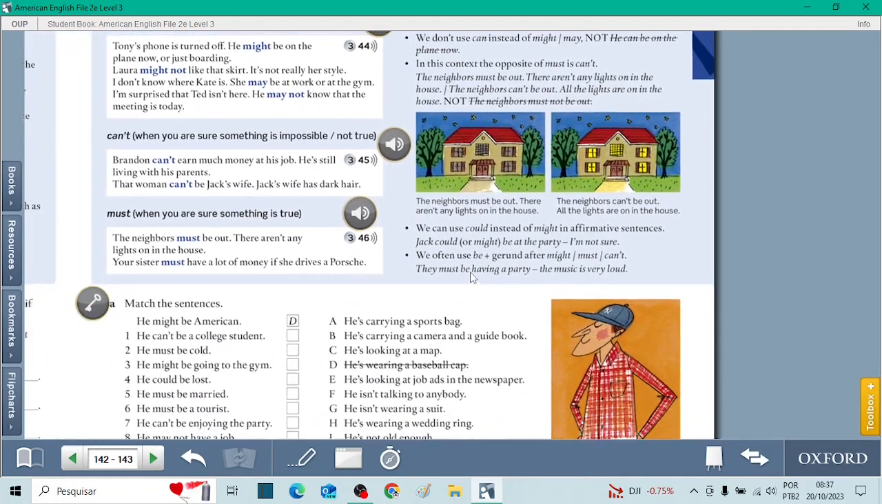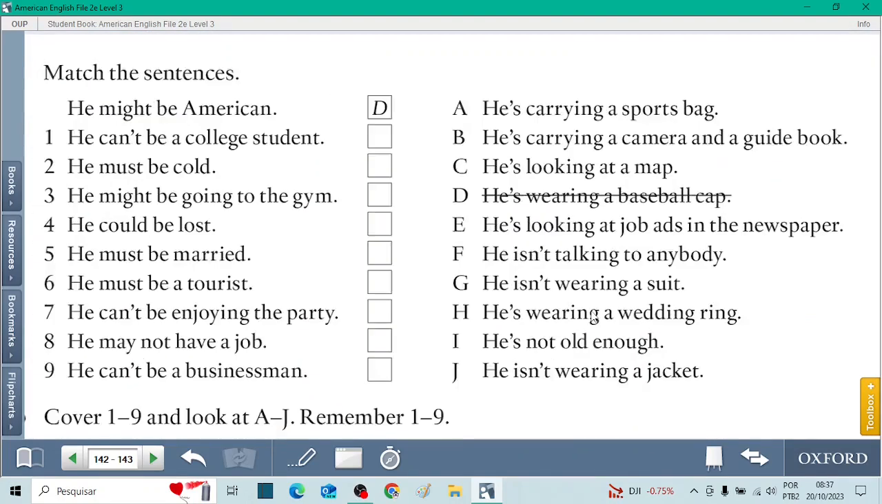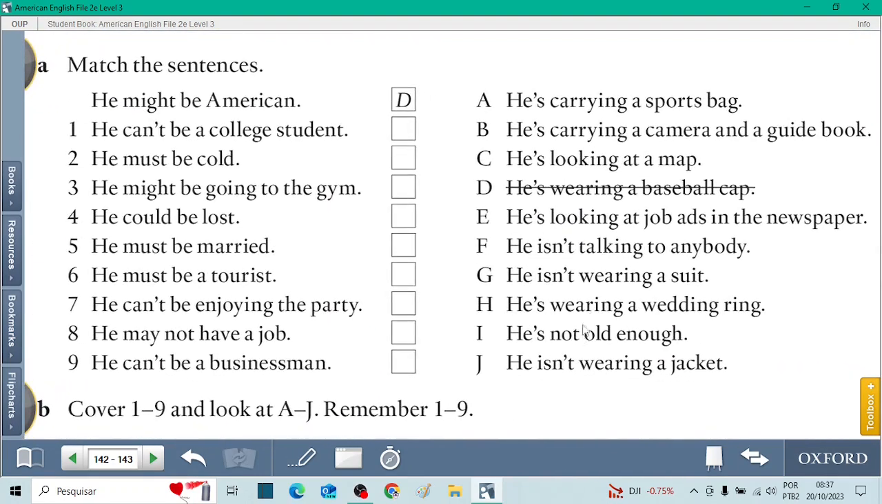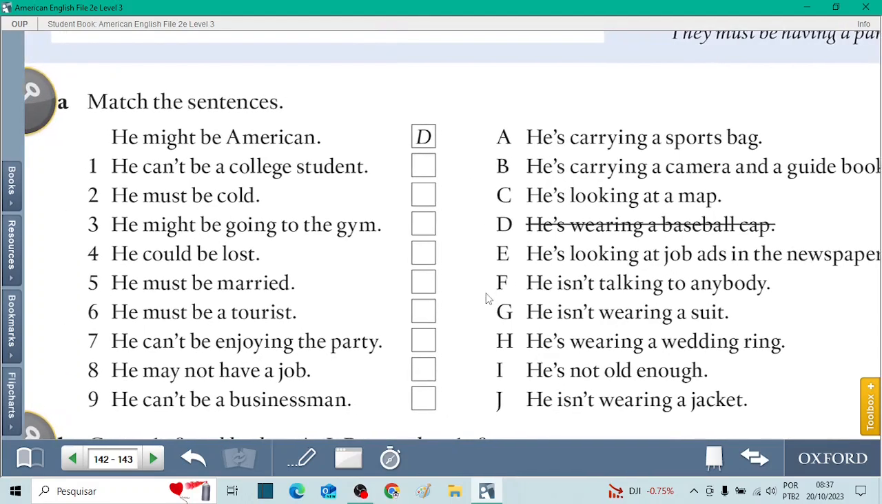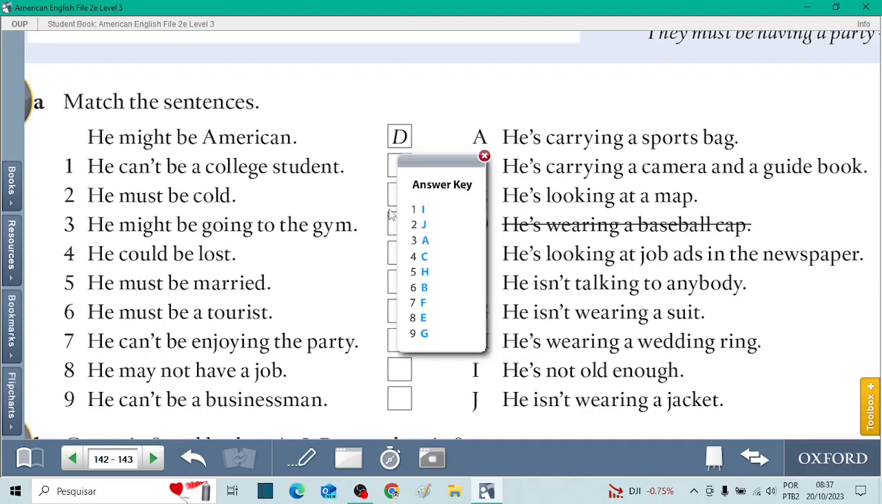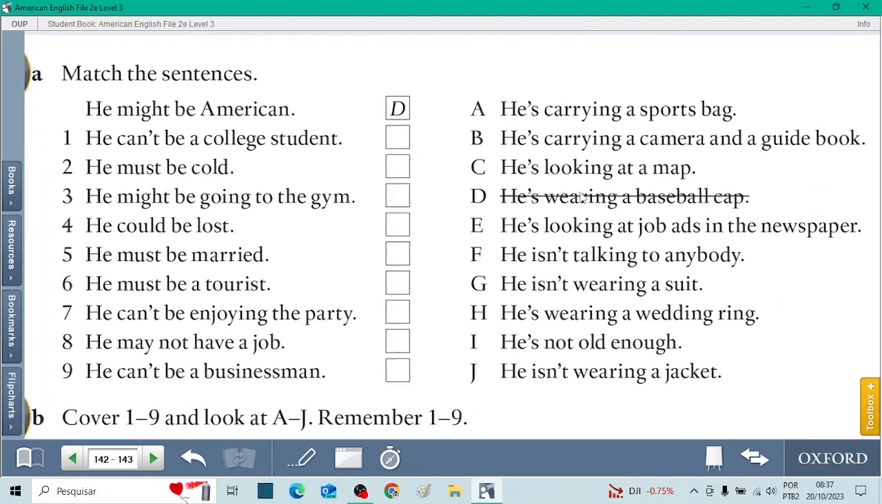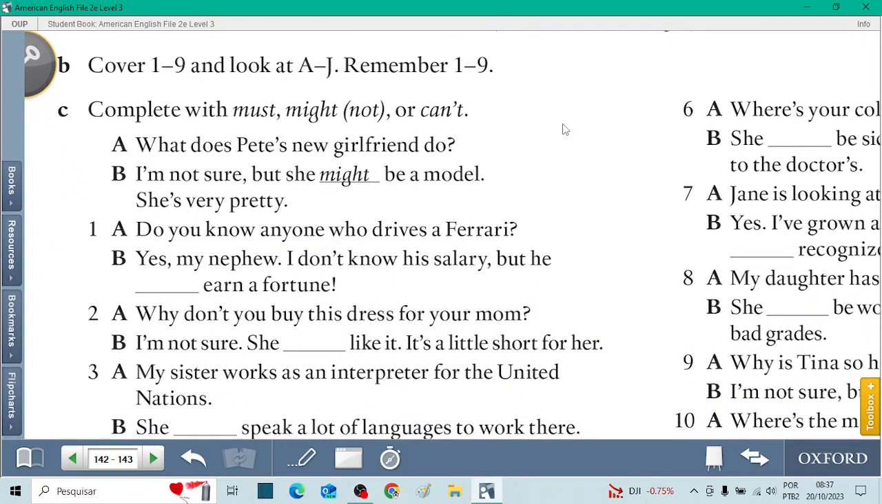Okay? Great. Now, review if necessary. If not, let's do exercise A. Match the sentences. Pause the video and do it. Great. Let's check your answers. Fantastic. Activity B, cover 1 through 9 and look at A through J.